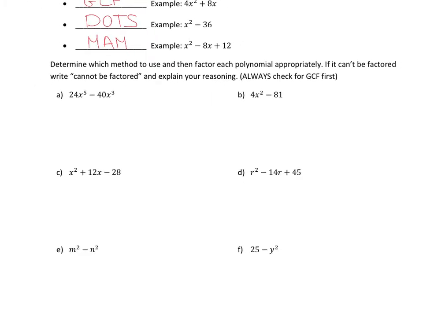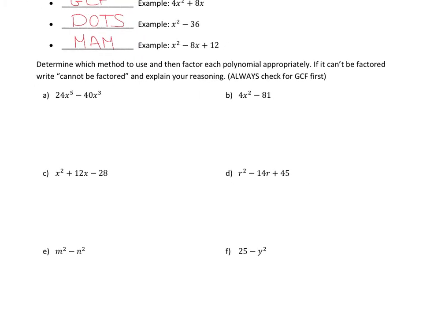Determine which method to use and then factor each polynomial appropriately. If it can't be factored, write cannot be factored and explain your reasoning. Remember to always check for a GCF first.